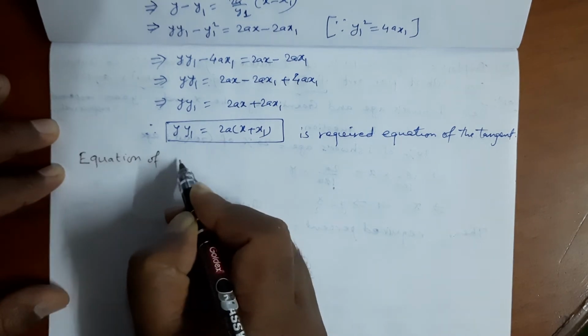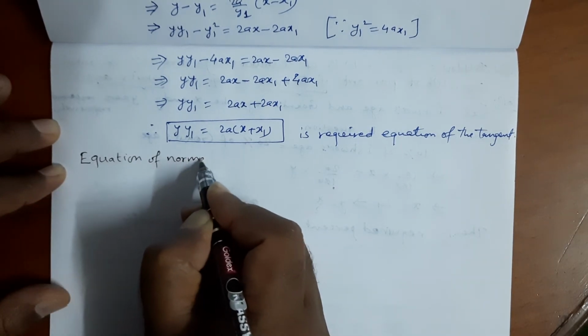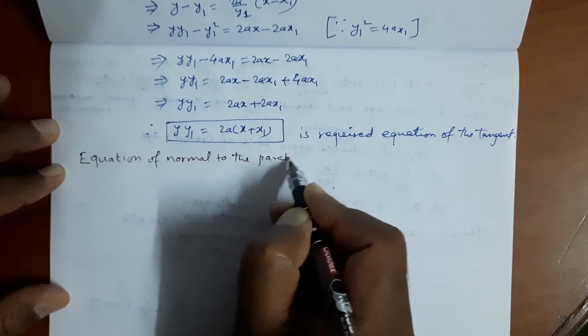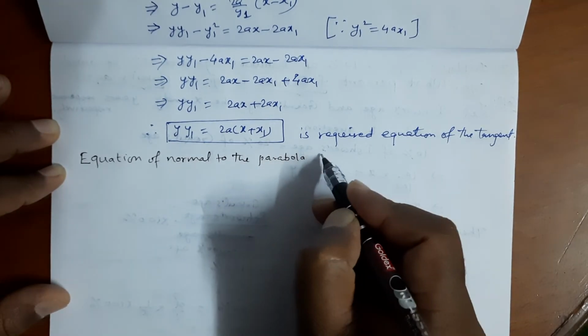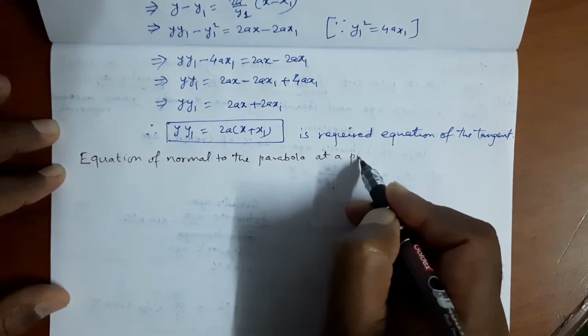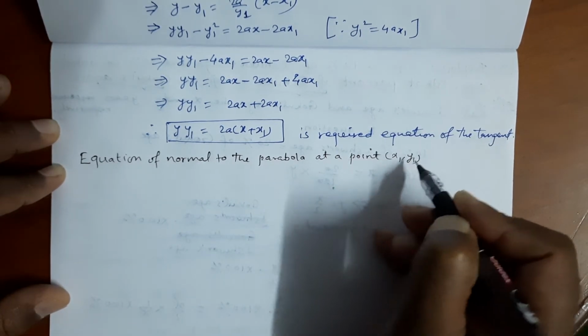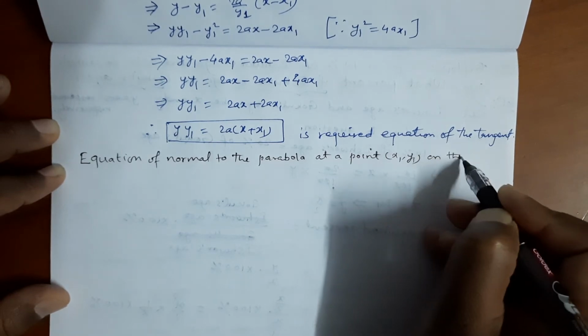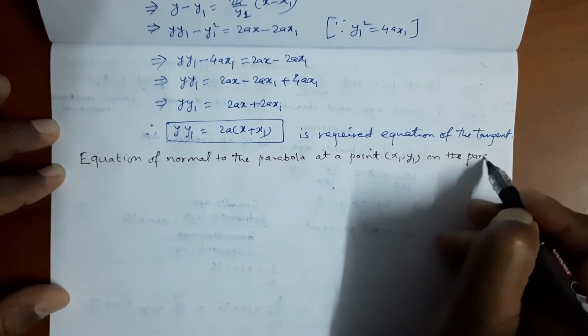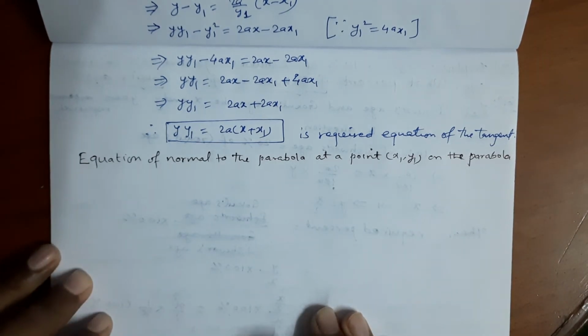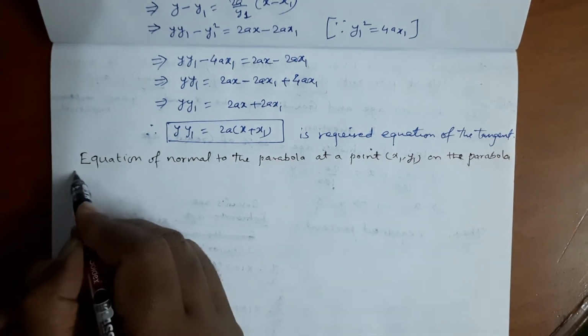Equation of normal to the parabola at a point x1 y1 on the parabola. Okay, equation of normal to the parabola at the point x1 y1 on the parabola.